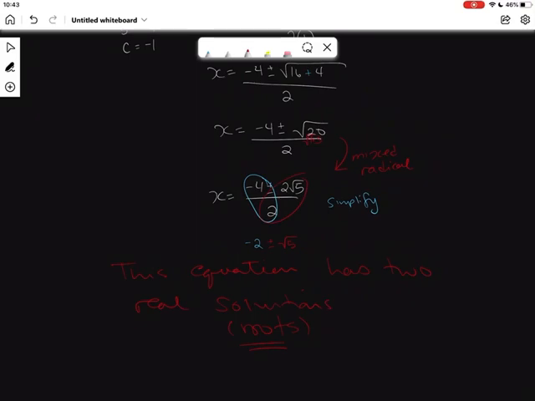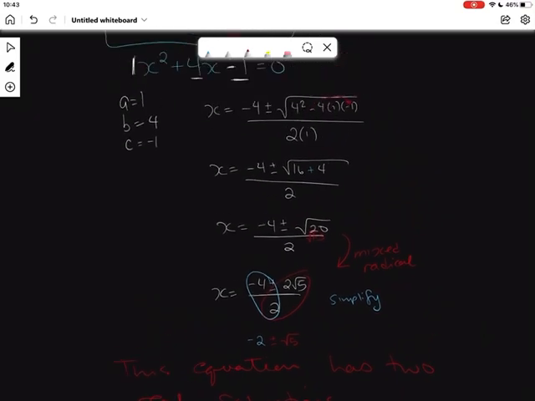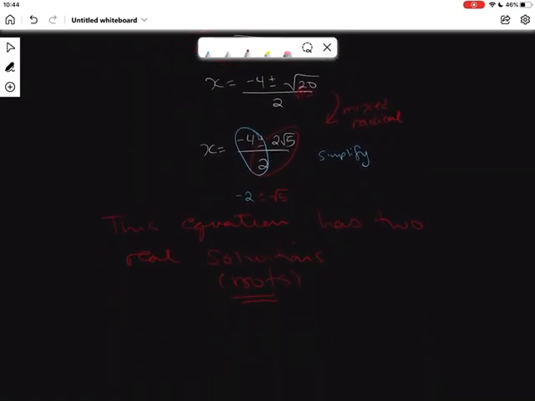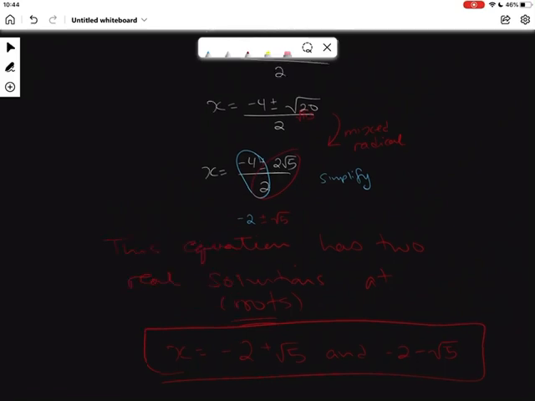We're going to talk in more detail about what this word actually means. But for now, just know that when you solve an equation that is set to equal 0 like this, whatever value you get for x, that's called a root, okay? So I can say this equation has two real solutions, or two real roots, at x equals -2 plus root 5, and at -2 minus square root 5.